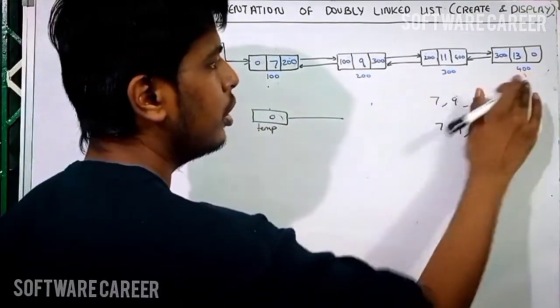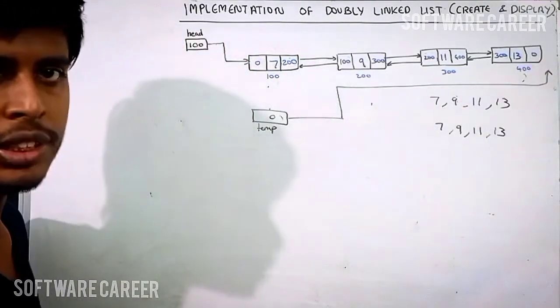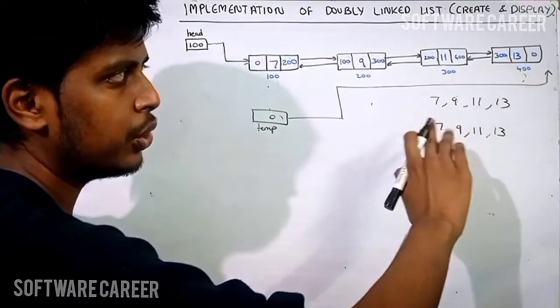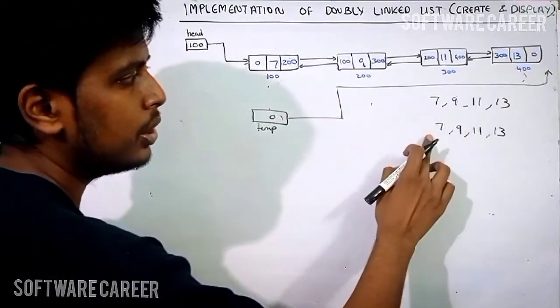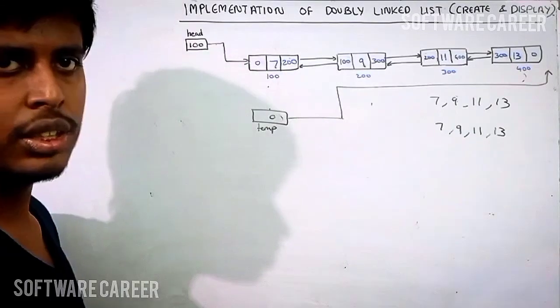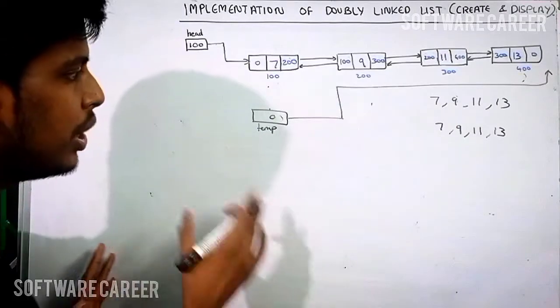Now this pointer points towards next node. But see here, no node is present after this node having address 400. No node is present. So you should stop. Now see, you have displayed all elements. This is how you should display all the elements present in this doubly linked list. Now let's write the code.